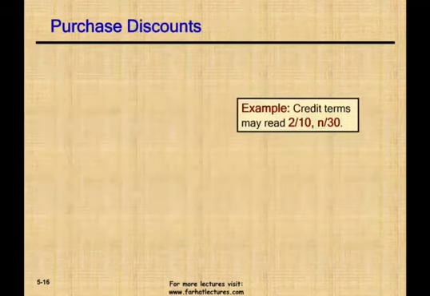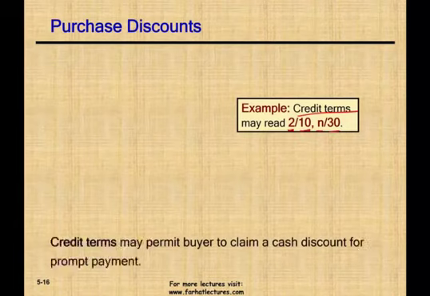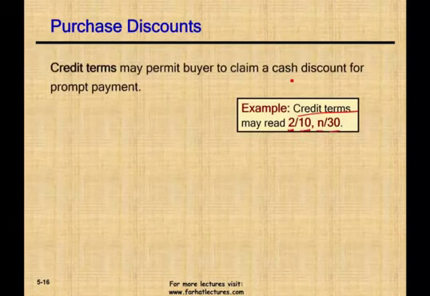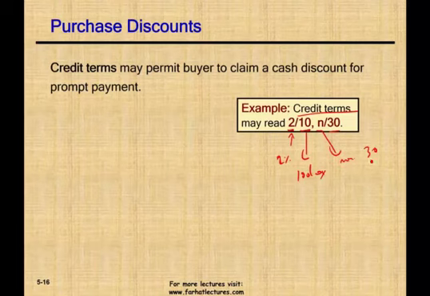The next thing we're going to look at is the credit terms. So the credit terms, you remember on that purchase invoice, it says something like 2/10 and 30. What is the credit term? The credit term may permit the buyer to claim a cash discount for prompt payment. So the seller wants you to pay early. So what they do is they say, if you pay early, I will give you a discount. And how do you read this discount? It means 2% within 10 days, or net, none, you don't get a discount, and you have 30 days to pay.